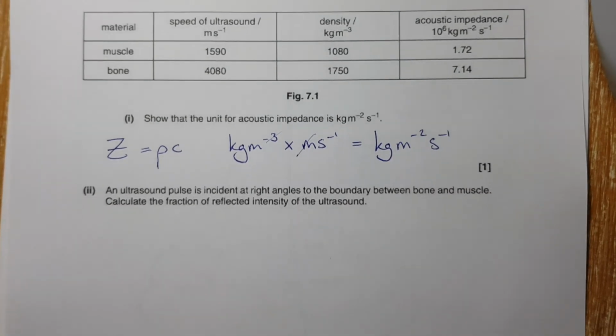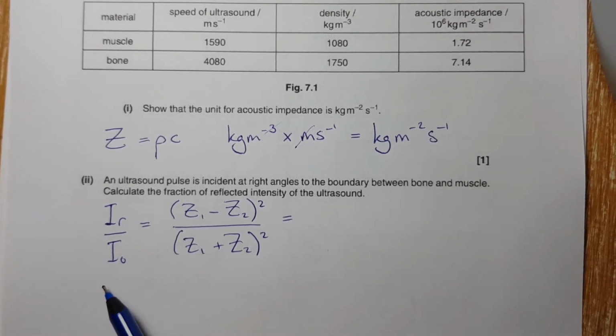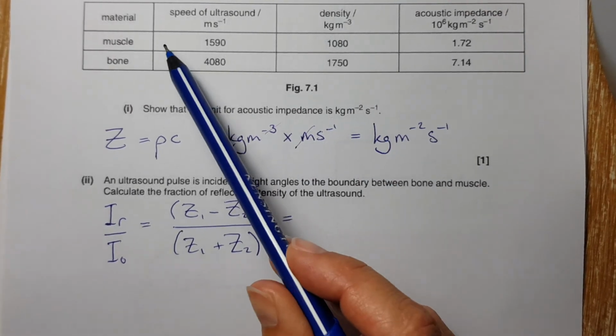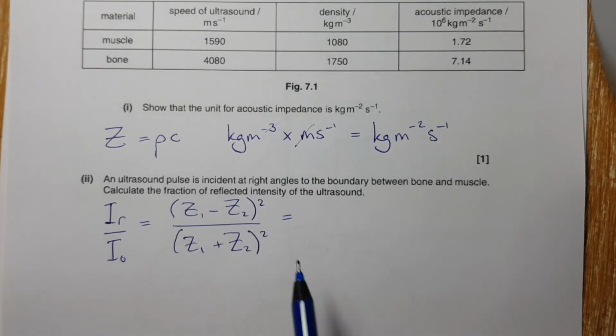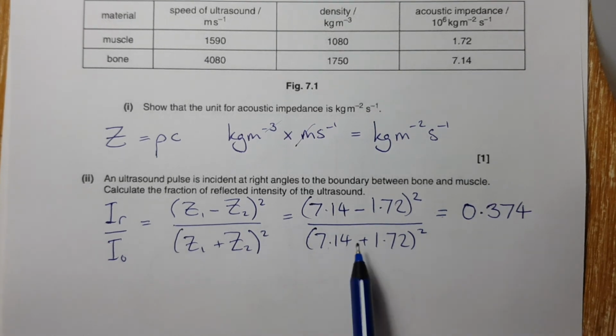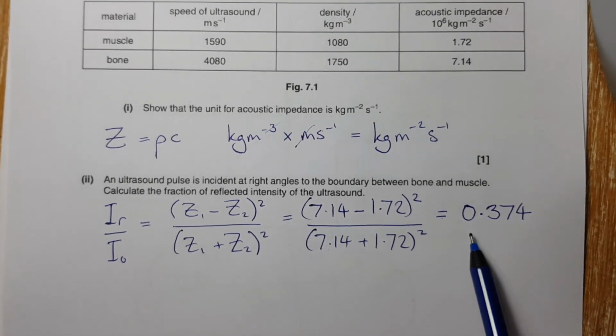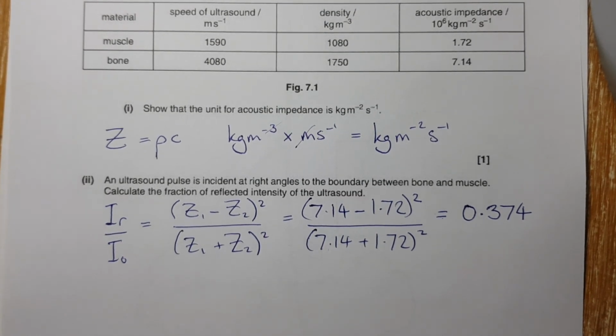And then for the next bit, here's our formula for the fraction of the sound wave that's going to be reflected back again. Now notice it doesn't matter which material is number 1 and which is number 2 because we're squaring it. So it doesn't matter which way round we get them. I've gone for bone as number 1 there, muscle as number 2, but it doesn't matter. And that gives you an answer of 0.374. Now, they will let you have 37%, but why have I not written that? Because they didn't ask for a percentage, they asked for a fraction. But they're quite lenient here, they'll let you have either.